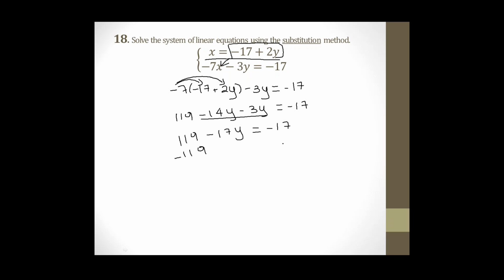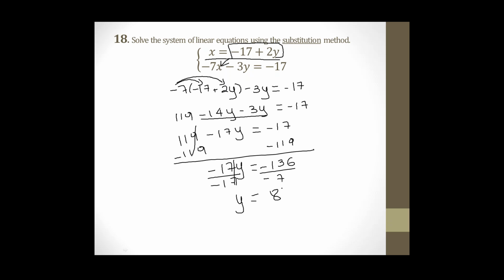Solving for y. Old news. Subtract 119 from both sides. Draw the line. Then I add these two. I'll get -136. Gotta get rid of this -17. Divide it on both sides. Cancels out. So y is equal to +8. Okay, I got one of my villains, should I call it.